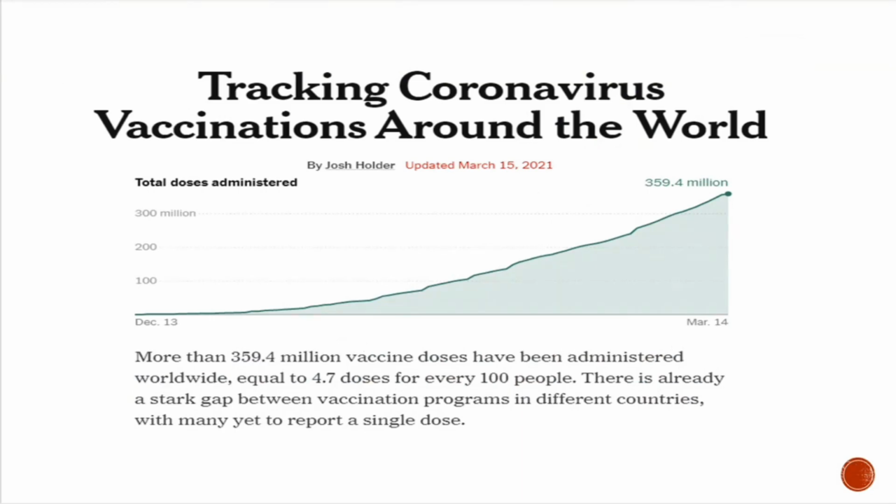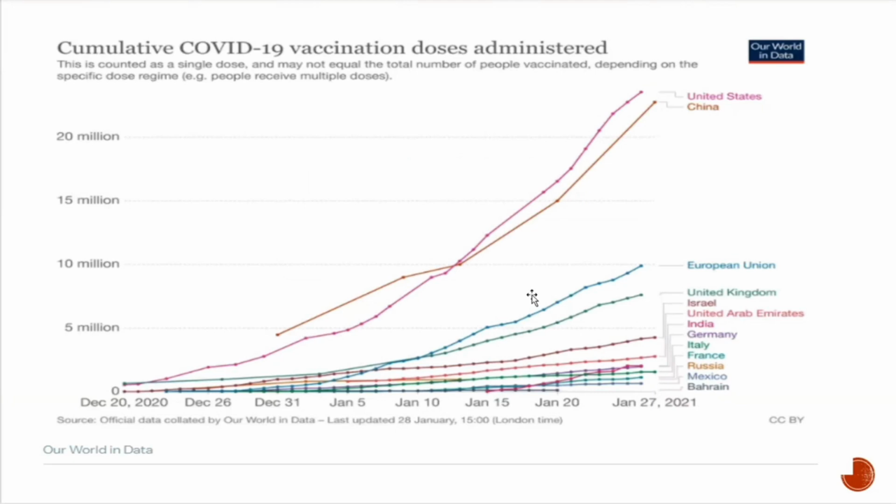From these 360 million, there's a huge disparity in where these shots are going, right? Higher income countries are definitely getting the bulk of the vaccination doses, as you can see here. And this is a picture I had from early February. I just wanted to show this because the trends are exactly the same at this point.